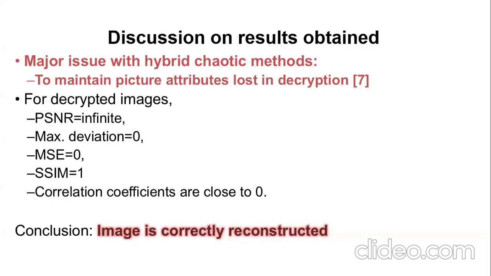The major issue with hybrid chaotic methods is to maintain the picture attributes lost in the decryption. For the decrypted image, with the proposed method, we are getting PSNR infinity, maximum deviation 0, MSE value 0, SSIM 1, and correlation coefficients also close to 0. So the conclusion from these results is that the image is correctly reconstructed on the receiver side.